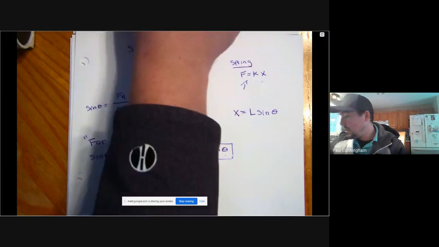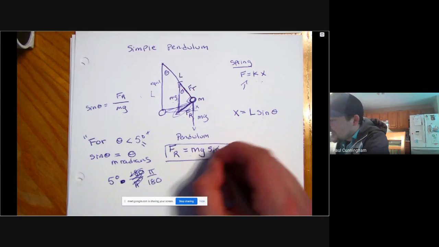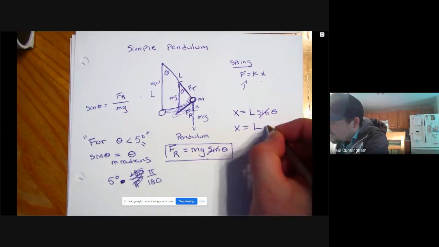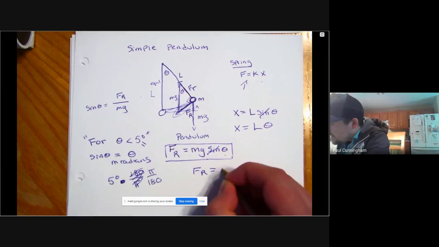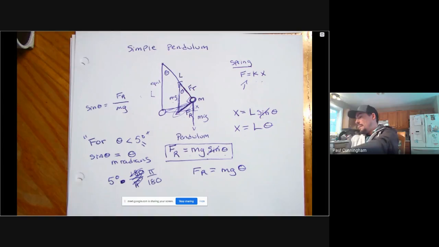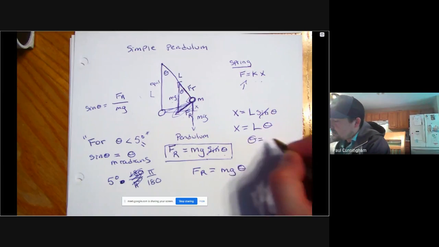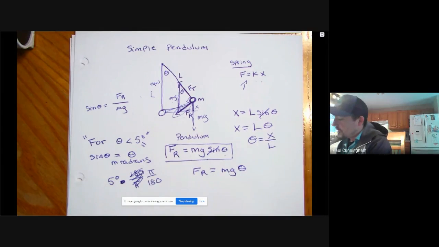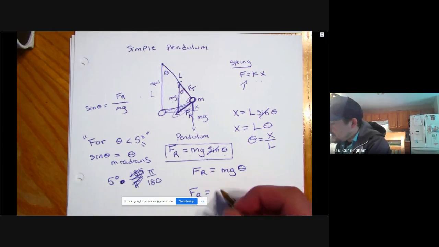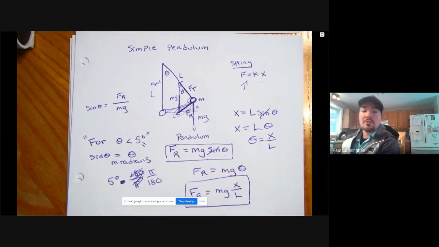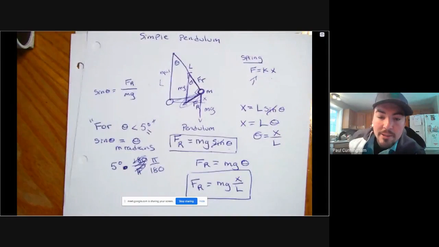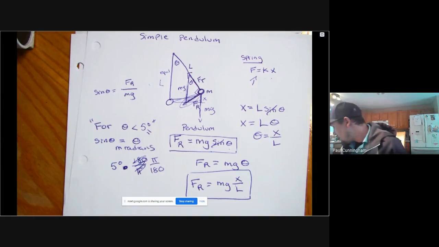Okay? Why is that important? Because now I can eliminate all these sines, and I get x equals L theta, F_R equals mg theta. And we can make one more substitution, making our life a heck of a lot easier. Here, I can get theta equals x over L. And then down here, F_R equals mg times x over L. What did I do? I eliminated the need to do any trigonometry in that question, and that is why this works very well.